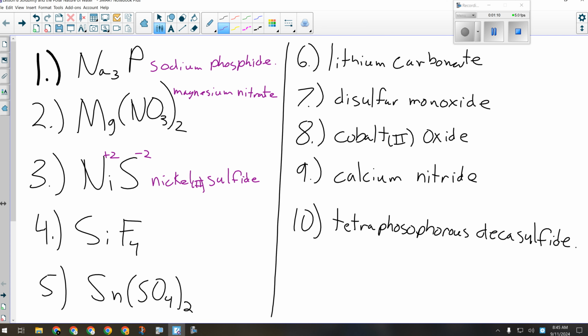Okay, for number 4, ionic or molecular? Molecular. Okay, silicon and fluorine are both non-metals. So this is going to be silicon tetrafluoride.